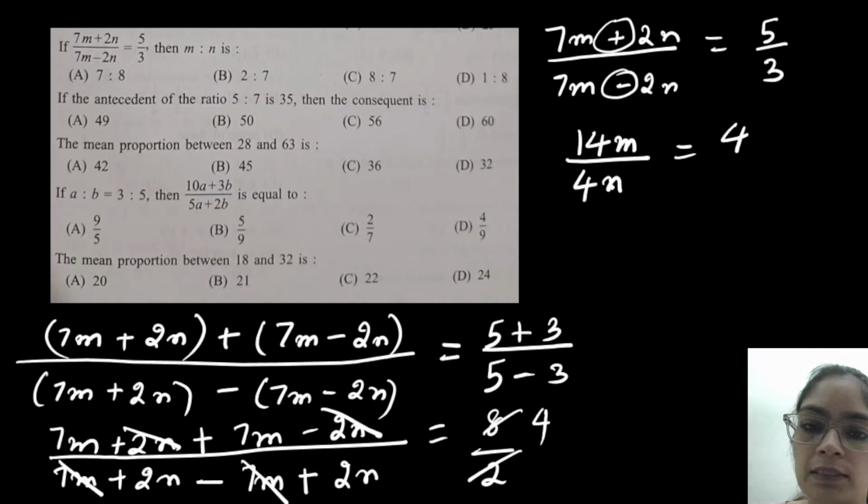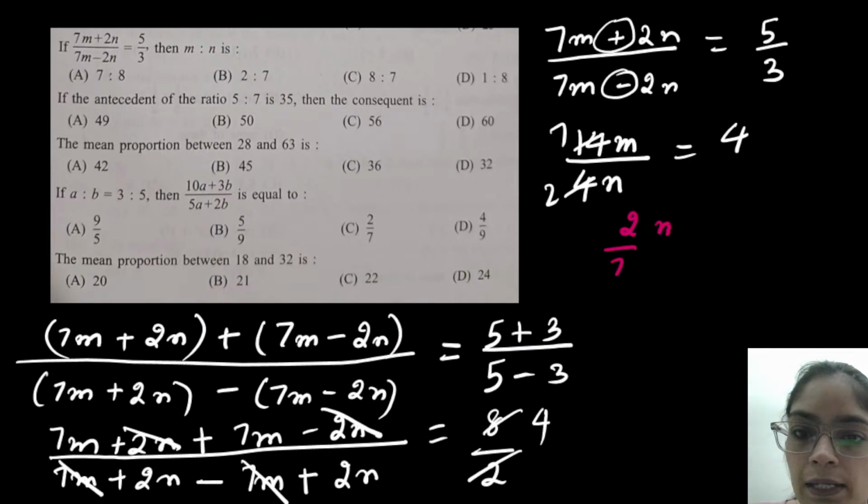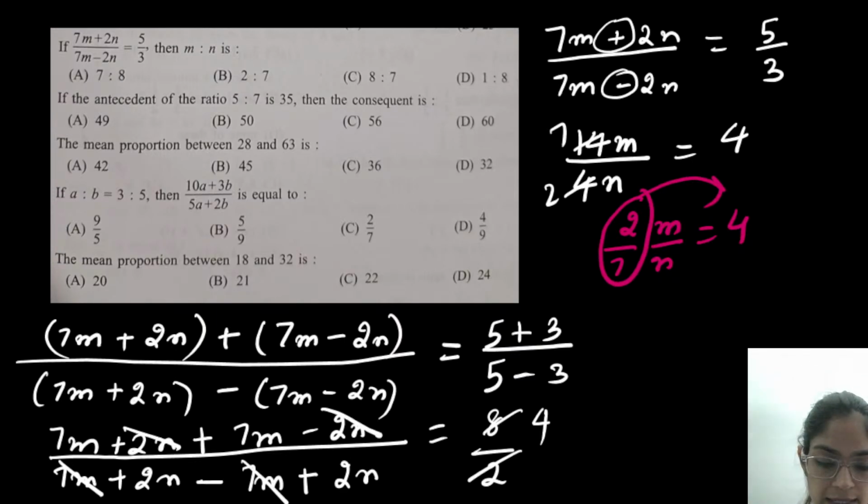Here also if cancellation is possible, we can do 2 into 2, 2 into 7. So I am left with now 2 by 7, m by n is equals to 4. Now let's shift this 2 by 7 also to the other side because we have to find the value of m by n.